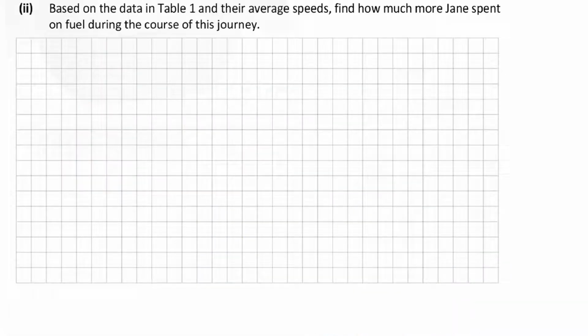So part 2 then: based on the data in table 1 and their average speed, find out how much more Jane spent on fuel during the course of this journey. Okay, so what we know is that the cost per litre of fuel is 132.9 cents. But if we want to work in euro, that works out at 1.329 euro per litre.